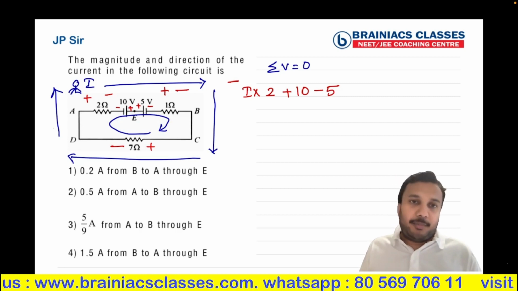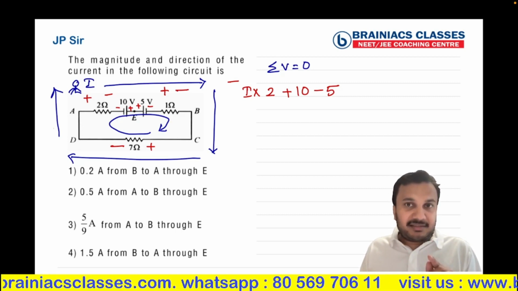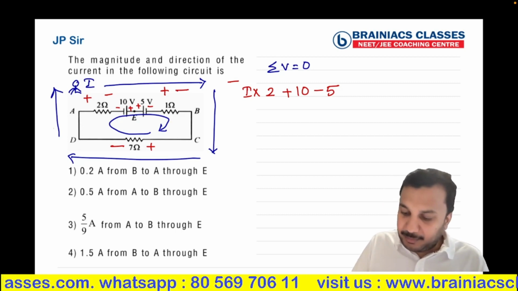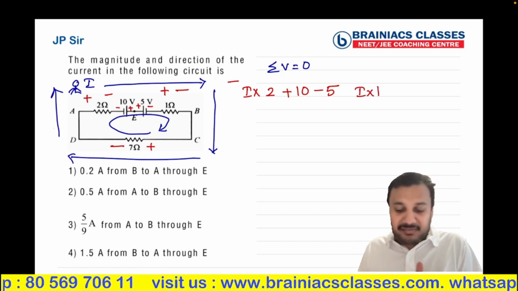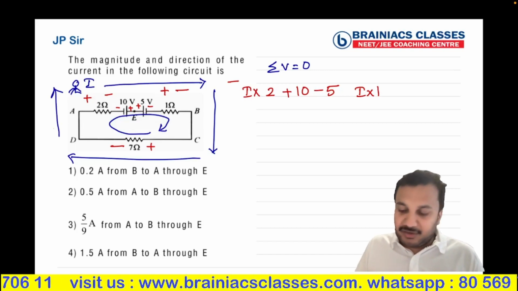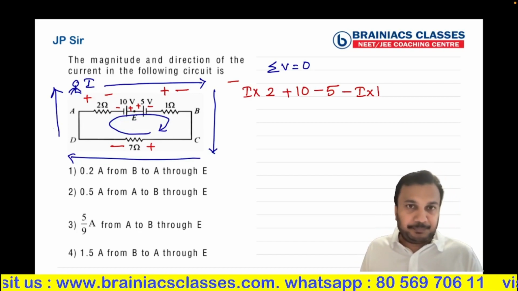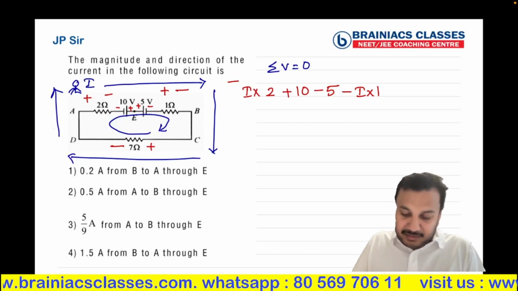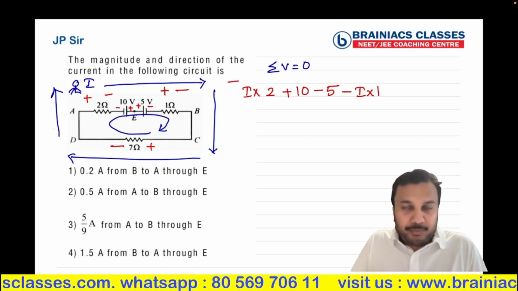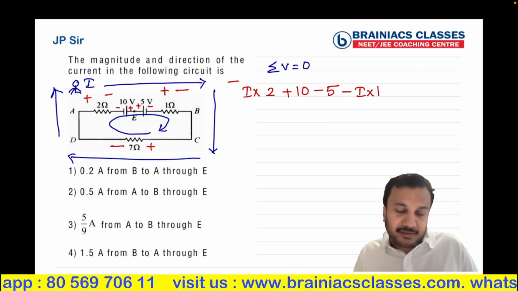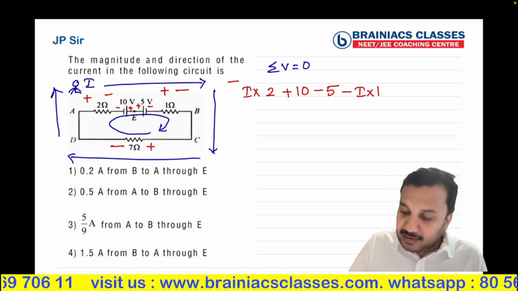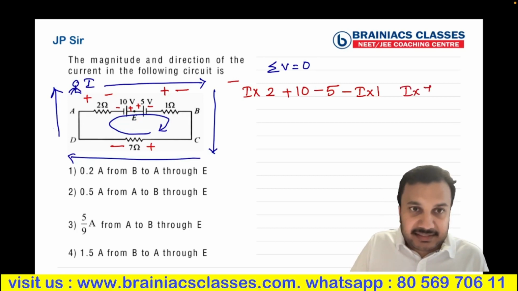At the 1 ohm resistor, we multiply with the current. Current into resistor, 1 ohm. Where are we going from? Plus to minus. Plus to minus means decreasing, so minus. Then next, going again from B to C, there are no elements. We are going from C to D. So from C we are going to D. What is the current? I. What is the resistance? 7 ohm.